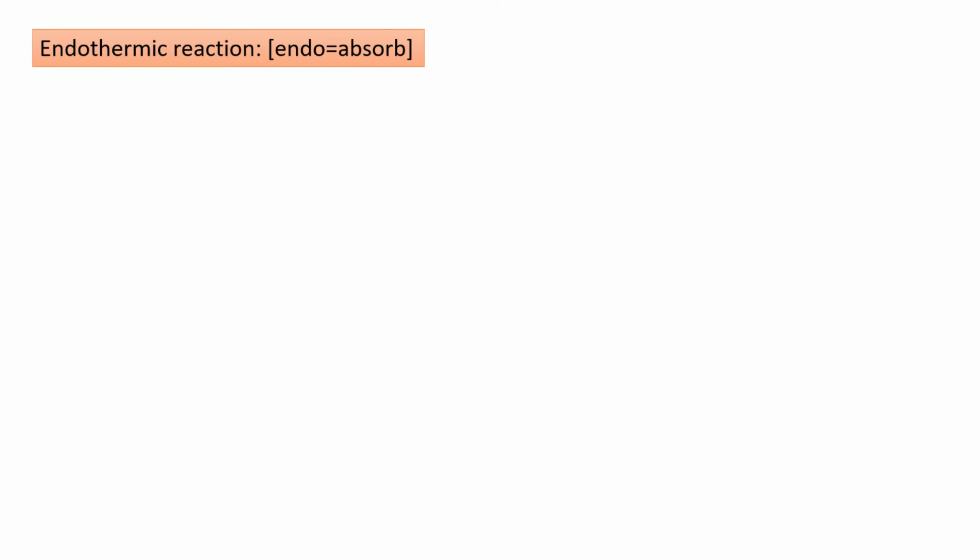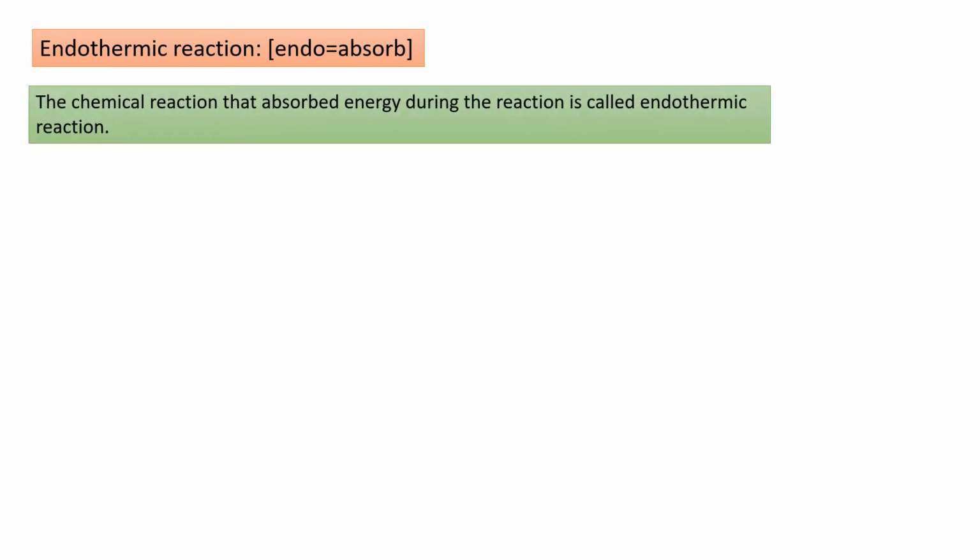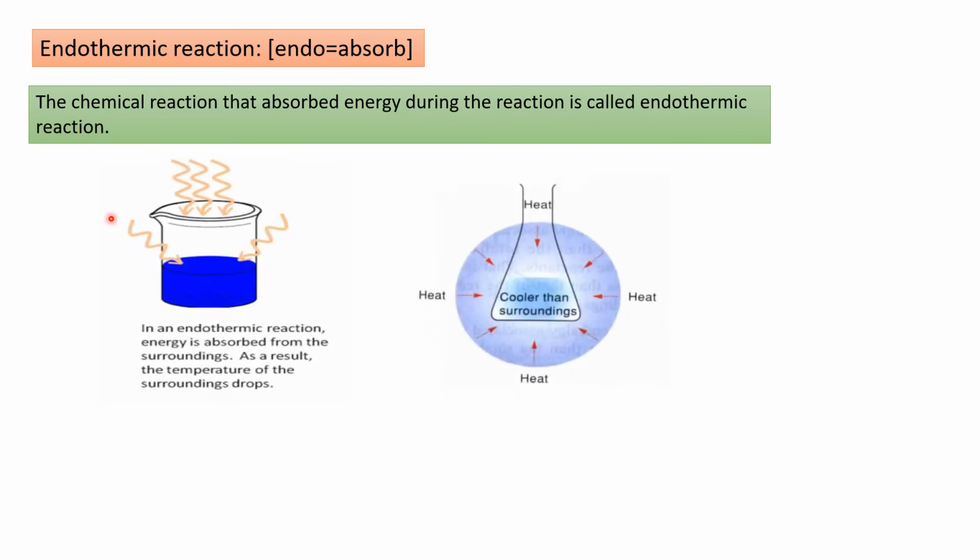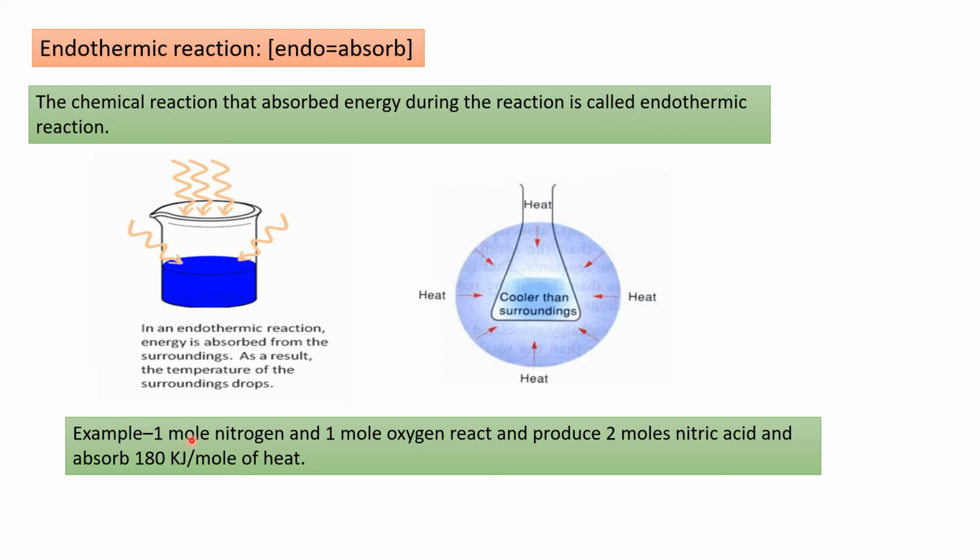Endothermic reaction. Endo means absorb. The chemical reaction that absorbs energy during the reaction is called endothermic reaction. Example, 1 mole nitrogen and 1 mole oxygen react and produce 2 moles nitric oxide and absorb 180 kilojoules per mole of heat. It absorbs. In an endothermic reaction, energy is absorbed from the surroundings. As a result, the temperature of the surroundings drops, cooler than surroundings, because energy is absorbed here.